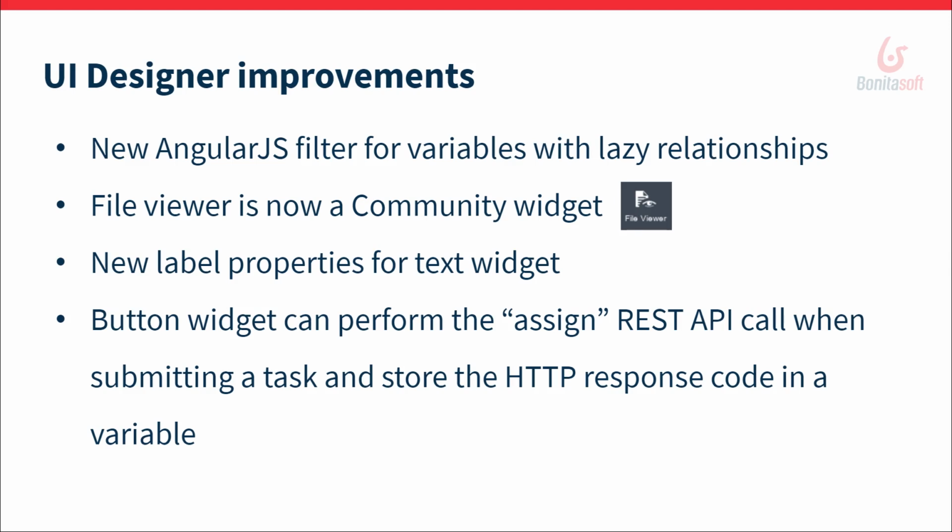Also, when this button is clicked, for different reasons, the call might fail. And in such a situation now, you have a property to store the HTTP response code after the button was clicked, and you might want to display a different error message, for example, based on this code.